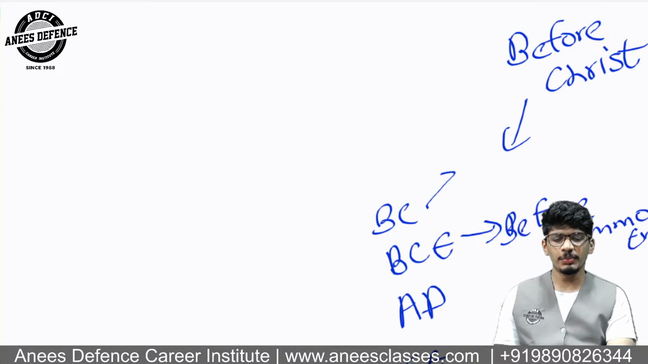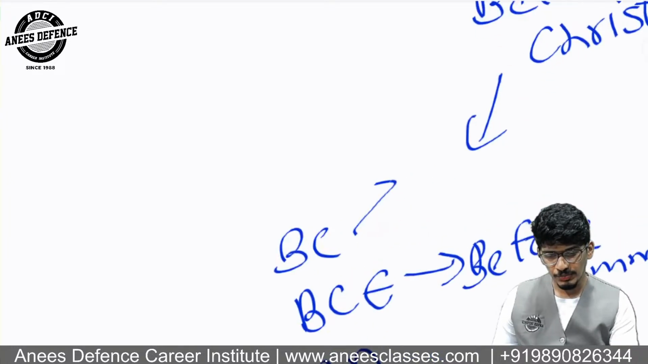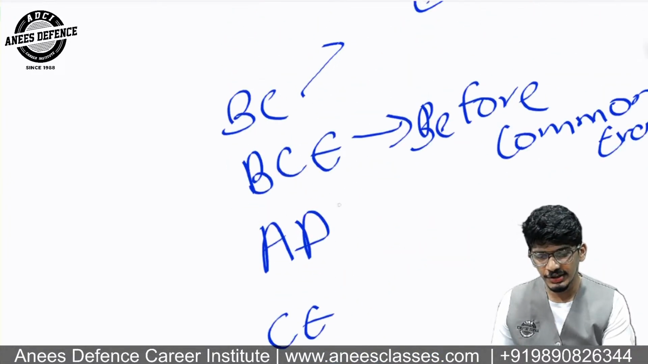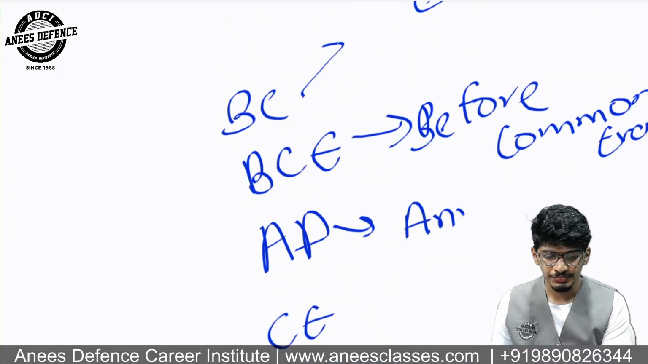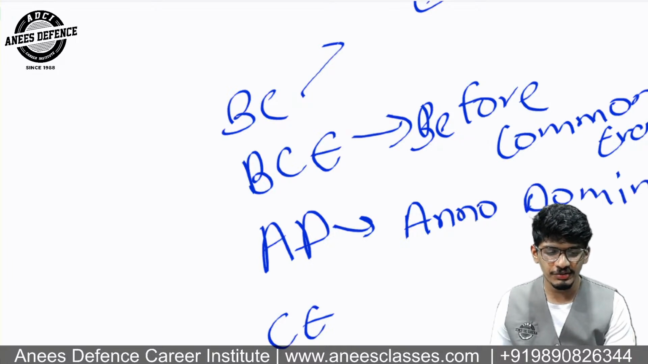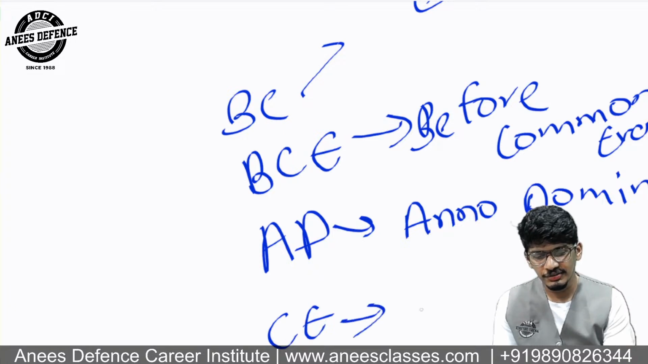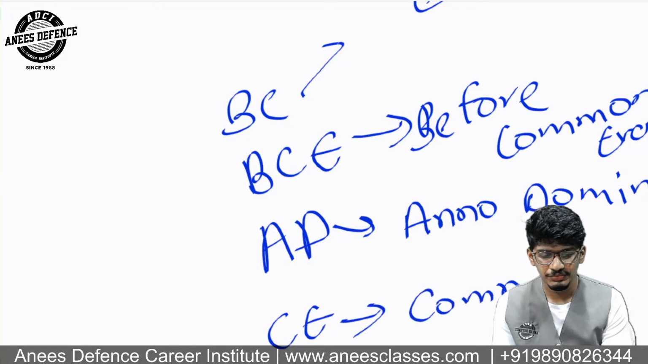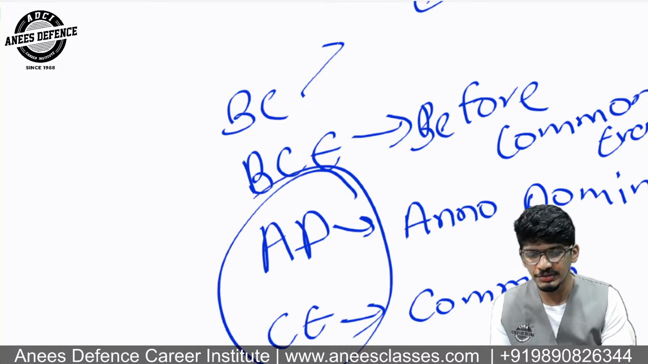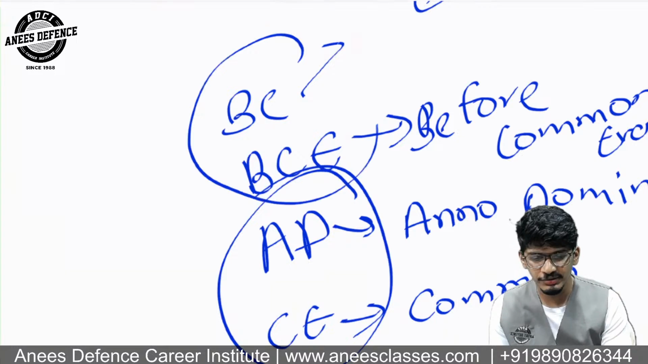Now, if you want to build a building very high, first you should have a firm grip on the fundamentals. AD means Anno Domini. This is a Latin phrase which means in the year of the Christ. The last one is Common Era. In some books, you will find these used interchangeably. This means the same thing. Similarly, this means the same thing.